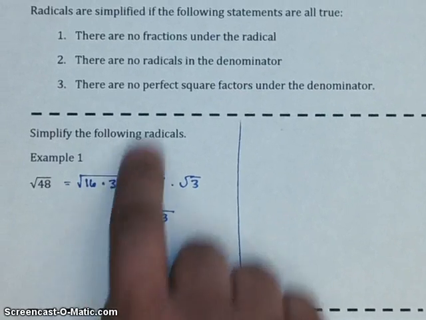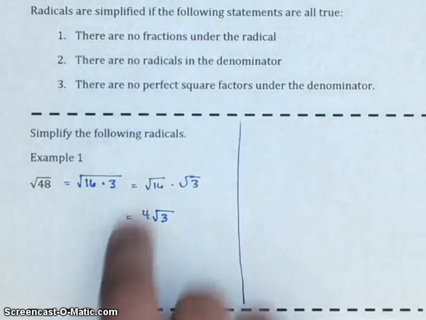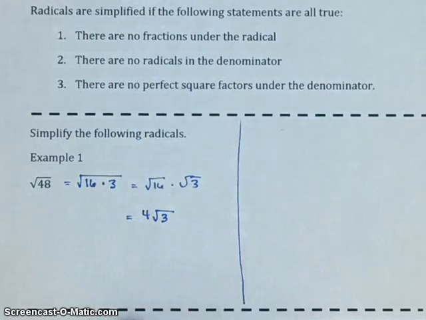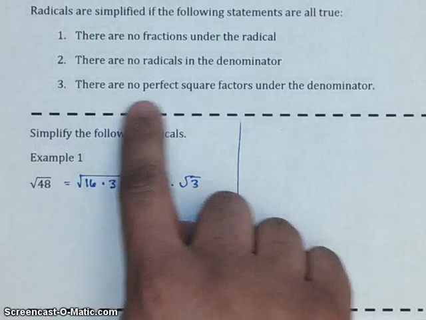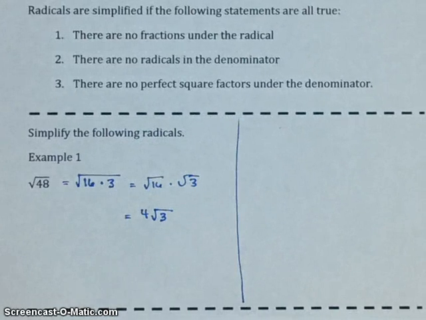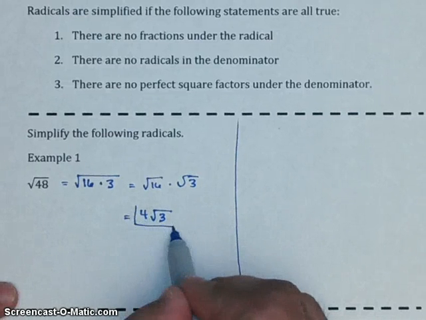Now we'd go back and check. There are no fractions in the radical. I don't have any fractions. There are no radicals in the denominator. That doesn't apply because there are no fractions. And there are no perfect squares in the denominator. Again, 3 is prime, so this would be my answer, 4 square roots of 3.